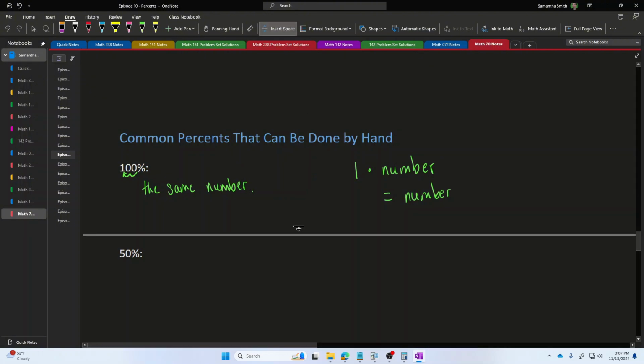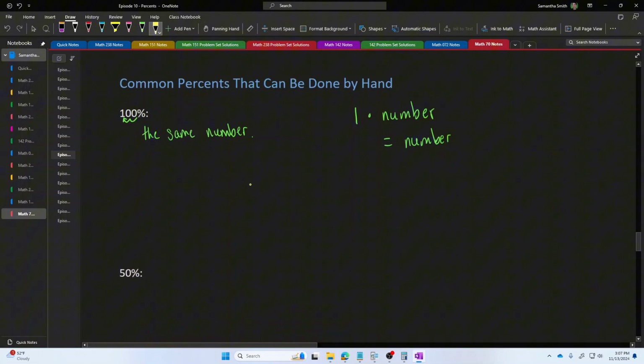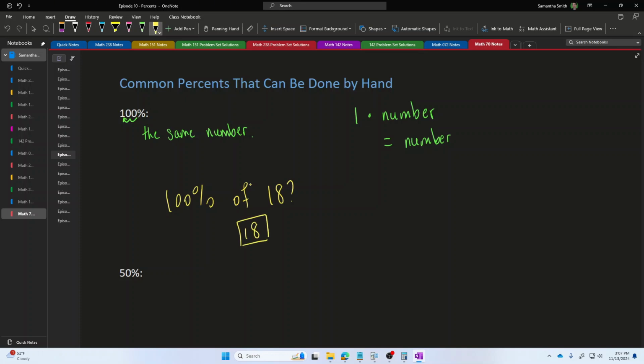So for example, if somebody asks you, what is 100% of 18? You don't even have to think about it. 100% of 18 is all of 18. The result of that is just 18.